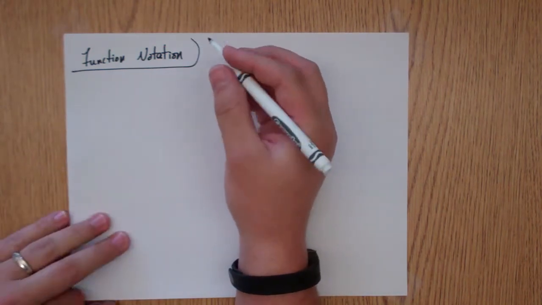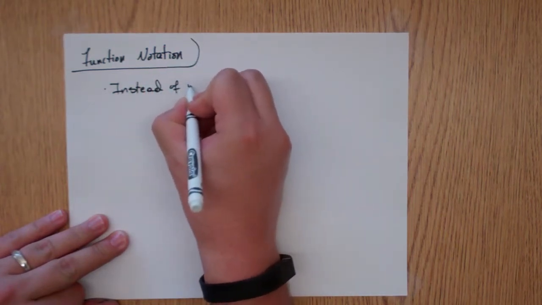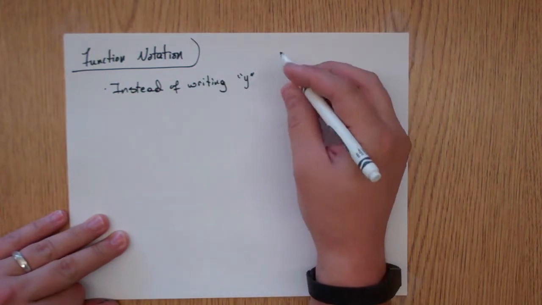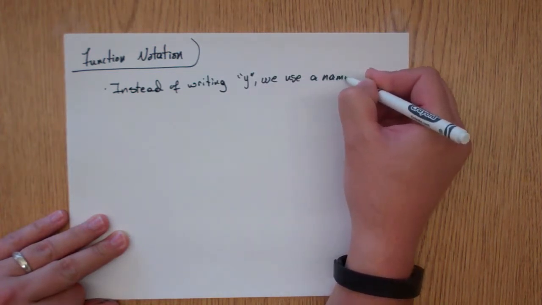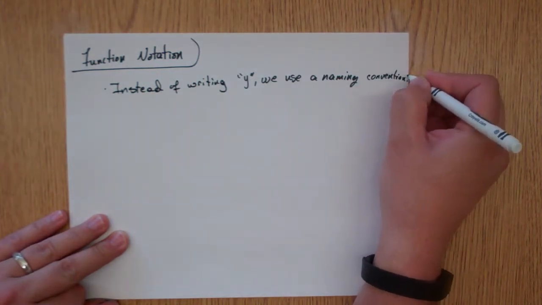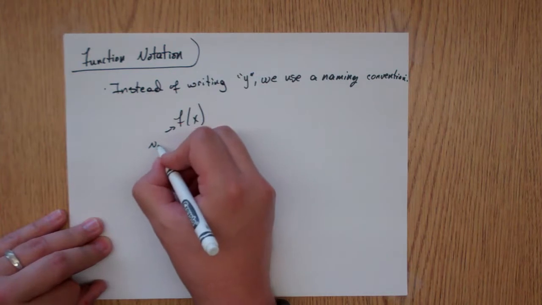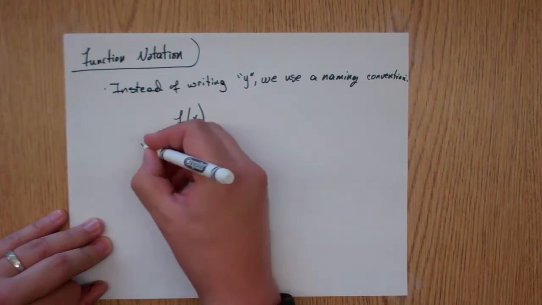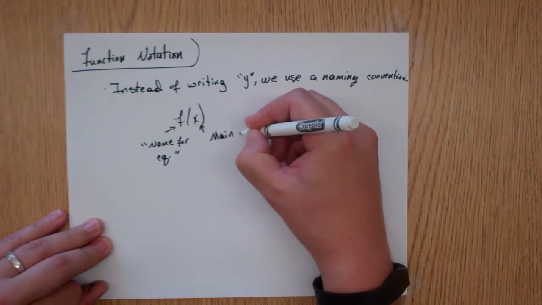Function notation. So instead of writing y, we use a naming convention. We call it f of x. The f is the name for your equation, and then the x, that is the main variable.